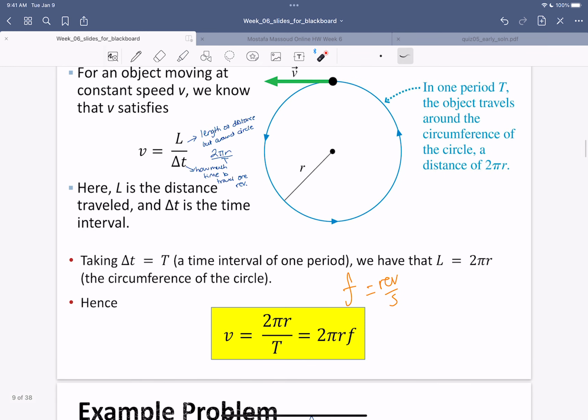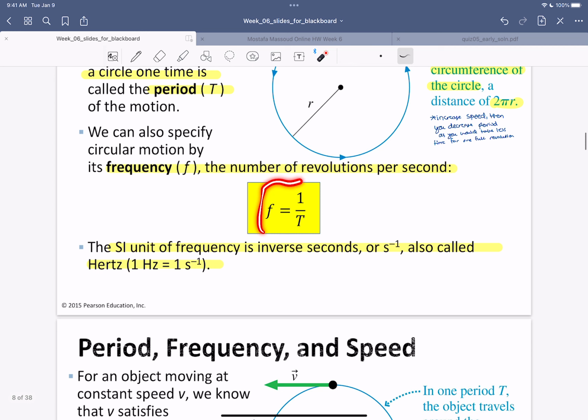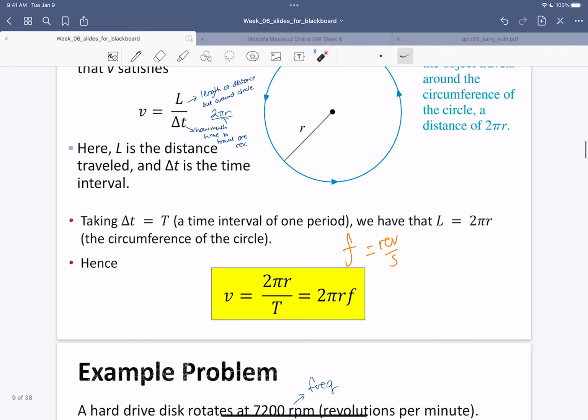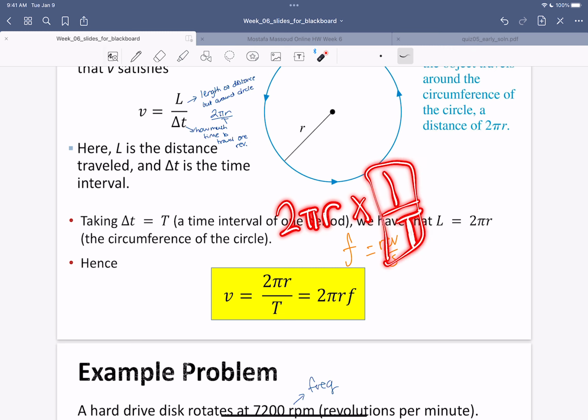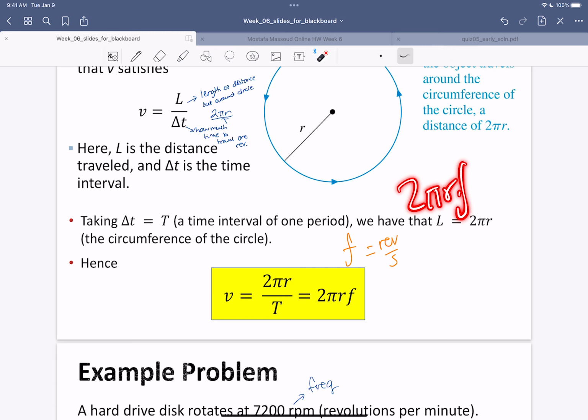Now, you can see here, since we have divided by t, the reason why we can say it's 2 pi r times frequency f is because f is equal to 1 over t. So this is saying 2 pi r times 1 over t, which is the same as dividing by t, and so this just becomes 2 pi r f. So if, for example, they just gave you the frequency, you can just multiply in the frequency instead of having to find the period and working backwards.